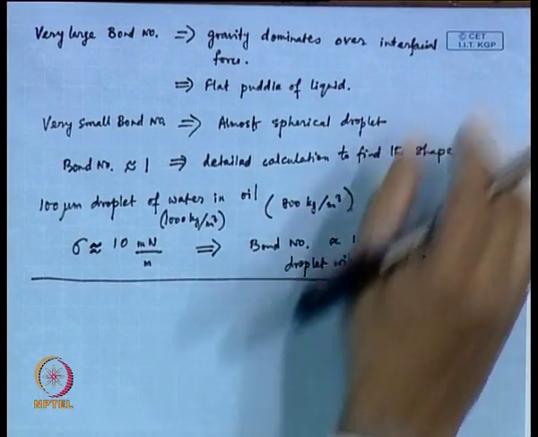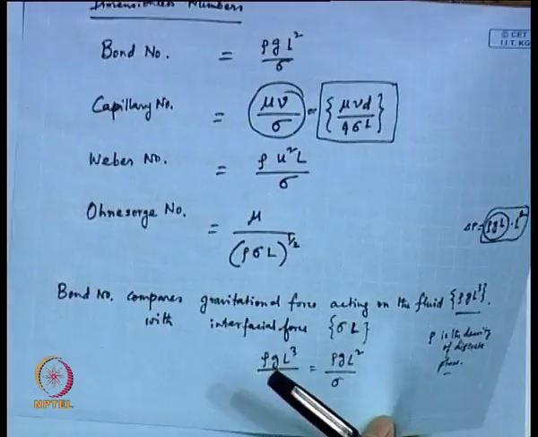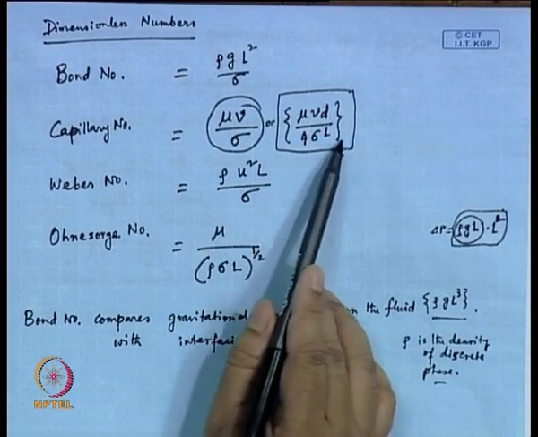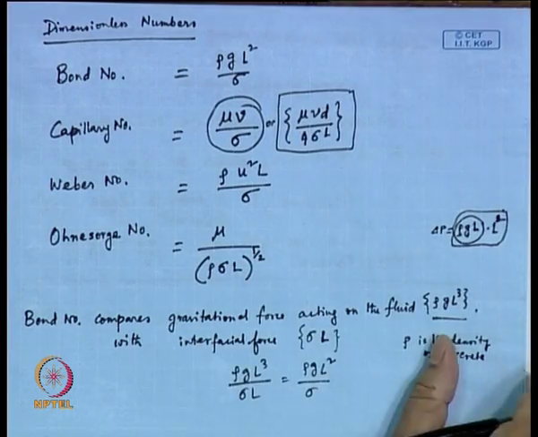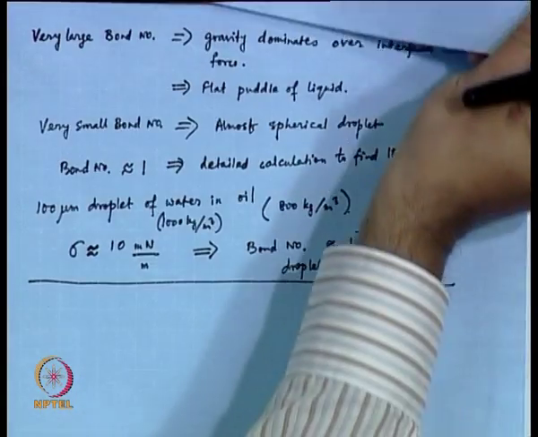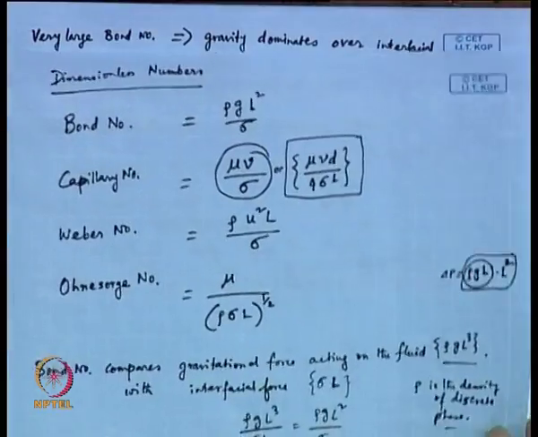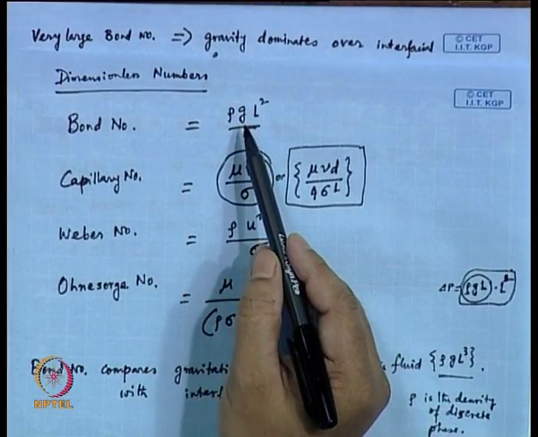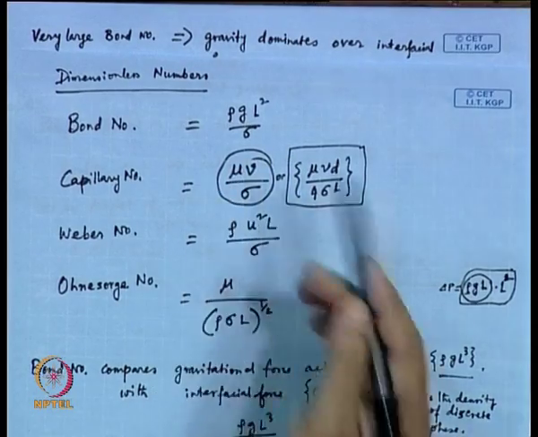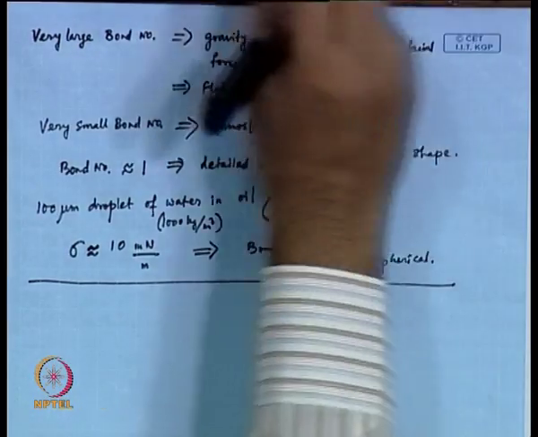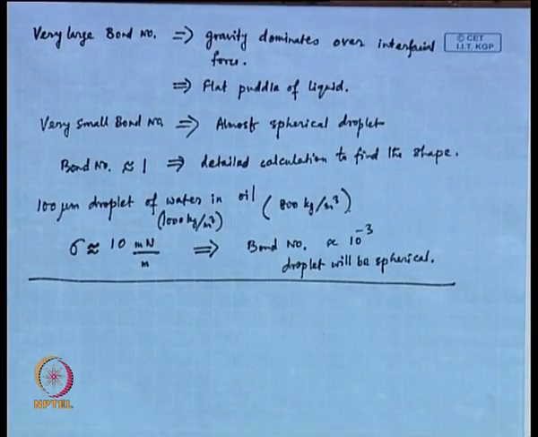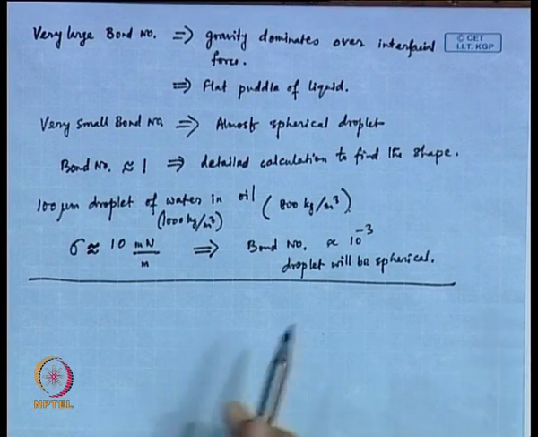The next dimensionless number we had defined here is capillary number, which we said is mu v by sigma, and an alternative definition would be mu v d by 4 sigma L. Now, here we do not have rho. Here we had rho, and we said rho is the density of the discrete phase. Here we have mu. Okay, let us first point out what capillary number means, because whenever such a thing happens, we have to mention mu of which phase, because we are working with two phases.